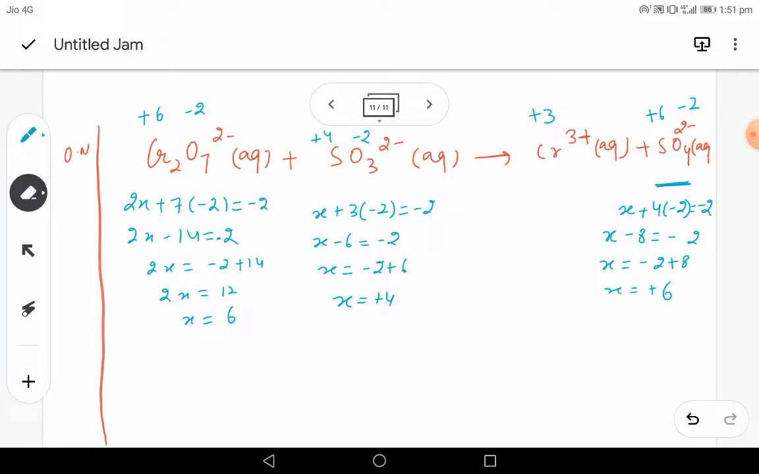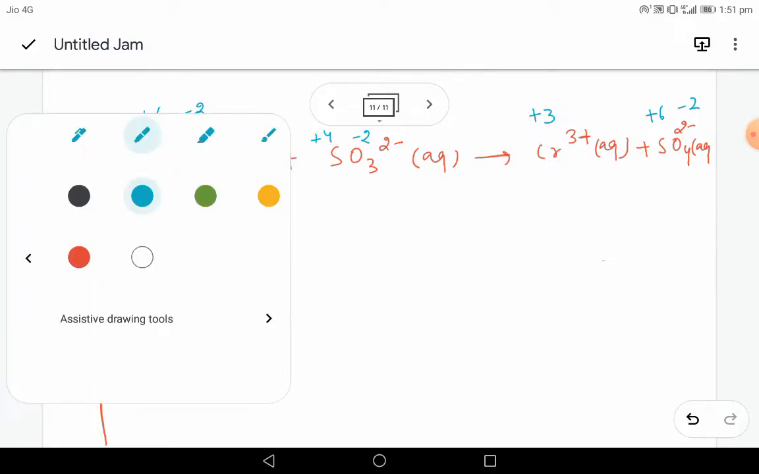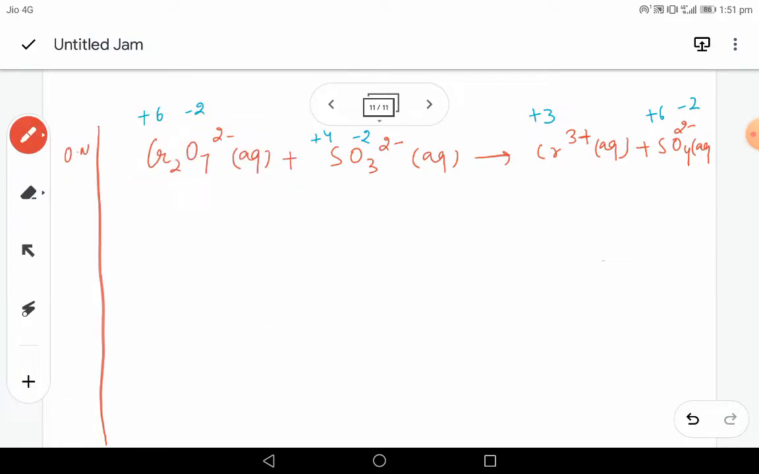So we are done with the first step of this. Remember, the first step is to find out the oxidation number of every atom that is given to us in the redox reaction or the ionic equation. Once we are done, the second step is to find out the increase or decrease in the oxidation number. If we see chromium, here it is plus 6 and here it has decreased to plus 3. So what does it mean? That it is undergoing reduction.